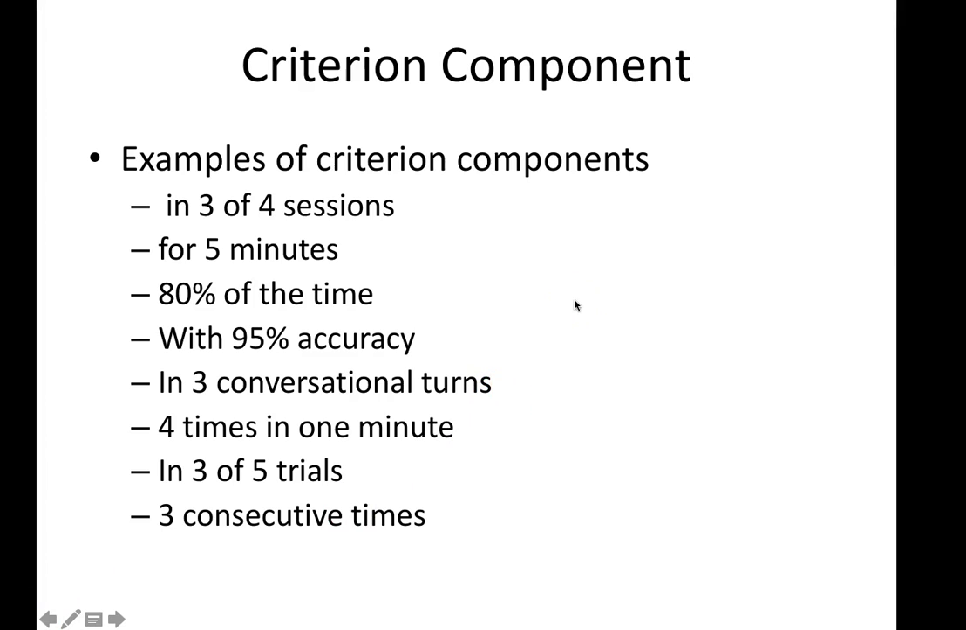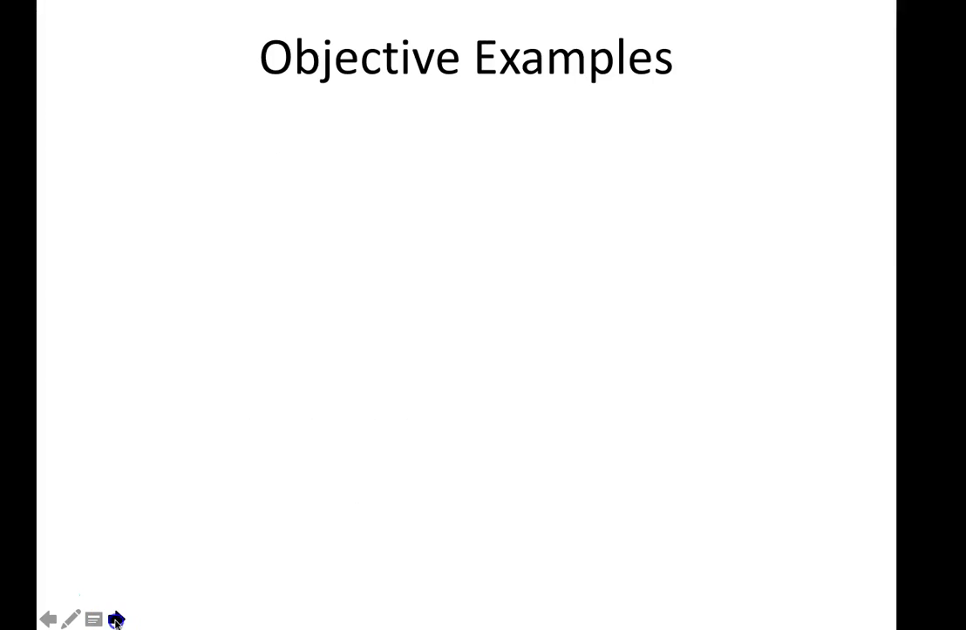Okay, so here are some examples of criterion components. The person will do it in 3 out of 4 sessions. They'll do it for 5 minutes. They'll do it 80% of the time. They'll do it with 95% accuracy. They'll do it in 3 conversational turns. They'll do it 4 times in 1 minute. They'll do it in 3 out of 5 trials. They'll do it 3 consecutive times. So those are all examples of different ways to write criterion components.